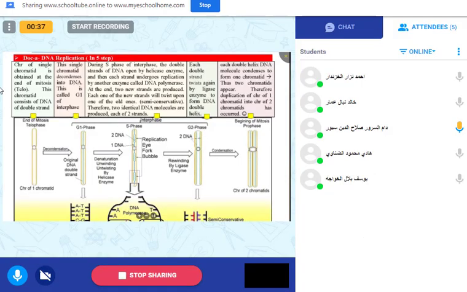Document A, DNA replication. A chromosome of single chromatid is obtained at the end of mitosis, telophase. This chromatid consists of DNA of double strand. So the chromosome, originally and after division, is one single thread made of DNA.